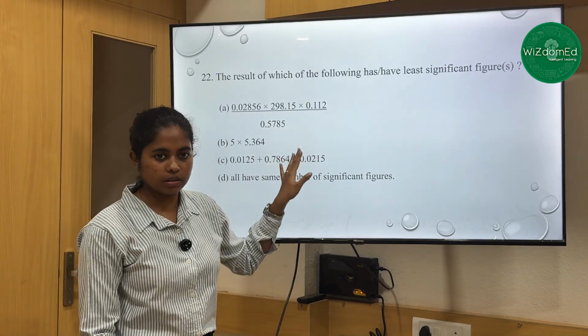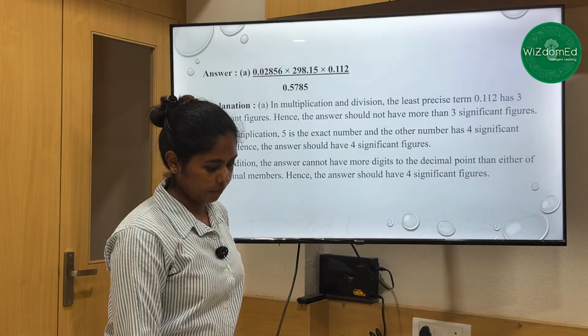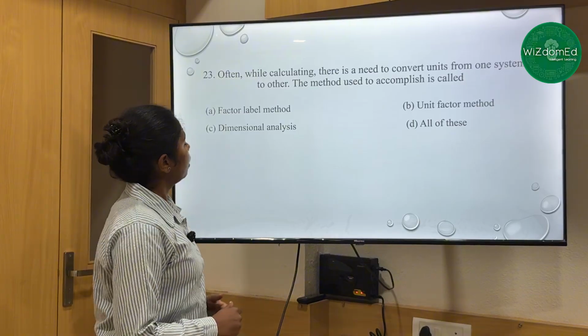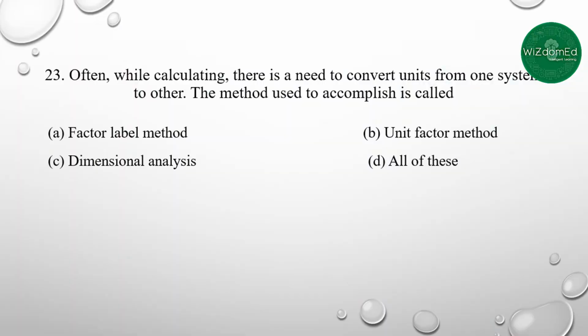Next, often while calculating, there is a need to convert units from one system to another. The method used to accomplish this is called: option A, factor label method; option B, unit factor method; option C, dimensional analysis; and option D, all of this.